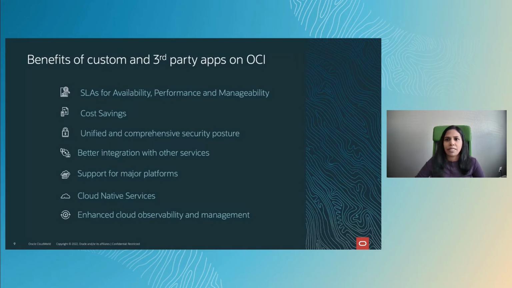Why OCI for custom and third-party applications? OCI provides SLAs for performance, availability, and manageability. It provides various cost optimization solutions, as well as being a lot less expensive than other cloud providers. Your OCI platform is secure, and the security-first posture protects customers from security threats while running their workloads on the cloud. There are various developer tools and cloud-native services available to build and deploy your applications, as well as manage them during operations.